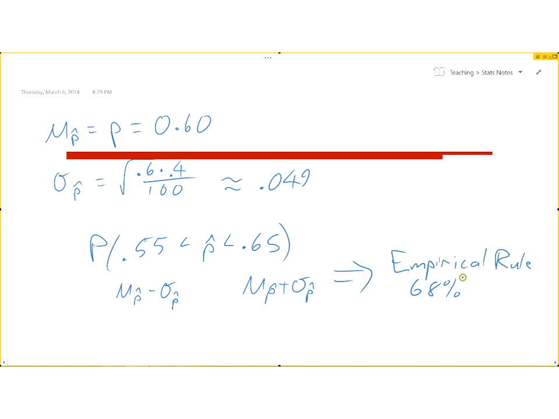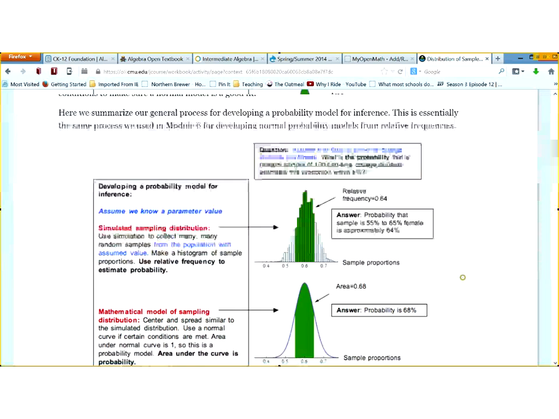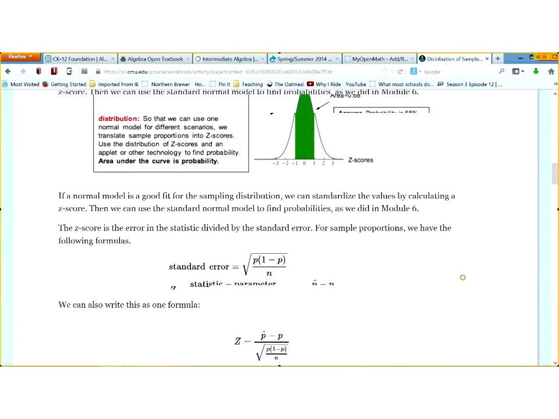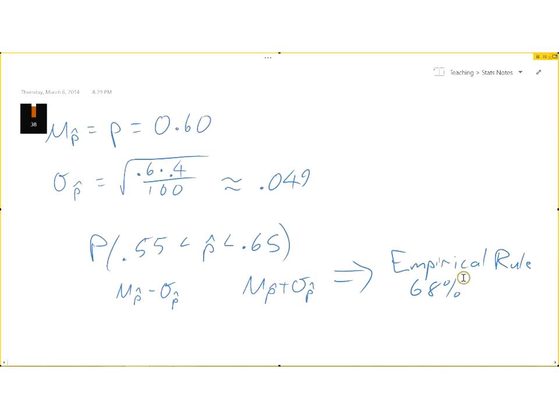They do have z-score calculations here, but it's not something that you're going to need. I don't think it's something you'll need to do for the test or the quiz. You may need it for the checkpoint. So let's do that here. Let's see here.